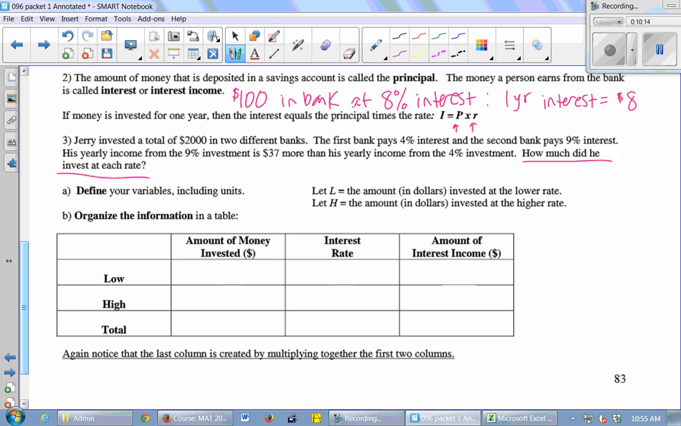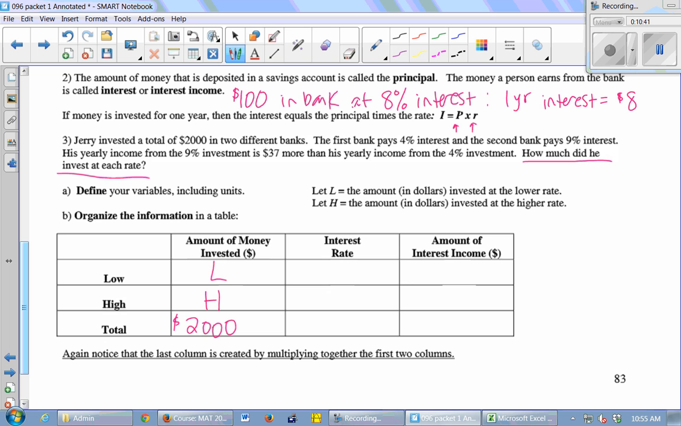All right, let's try to organize our information into a table. How much money was invested at the low rate? We don't know. So what was the variable that I called that amount? L. And what do I put in for the high rate? H. Okay, and what was my total money invested? $2,000.